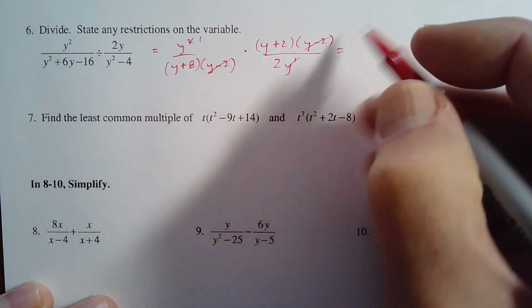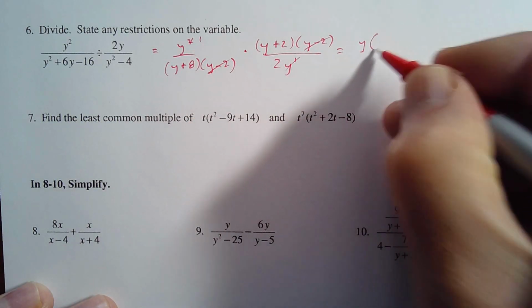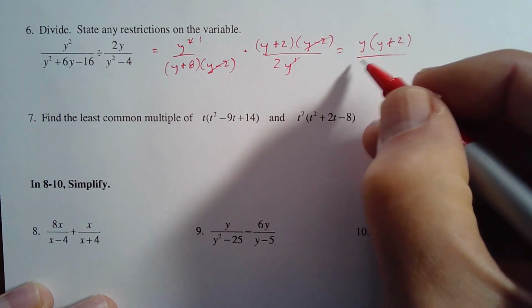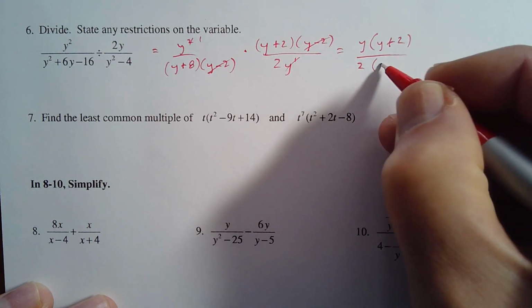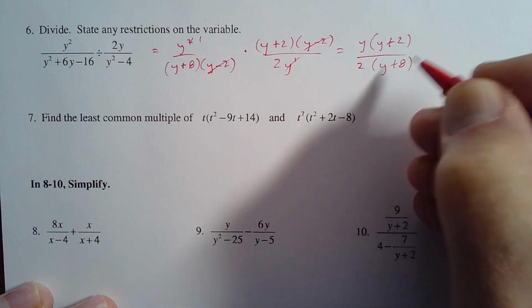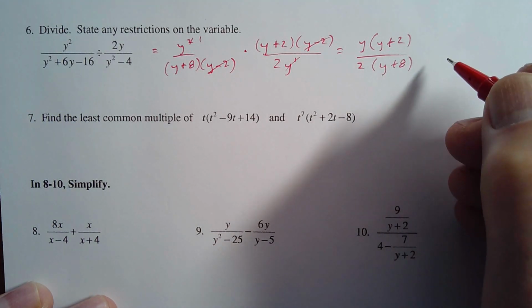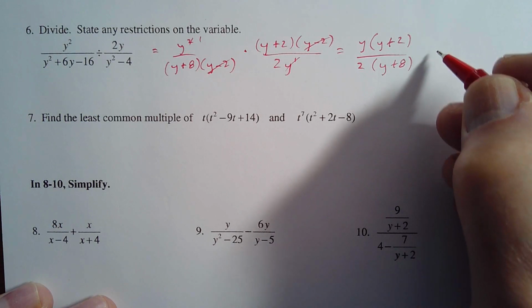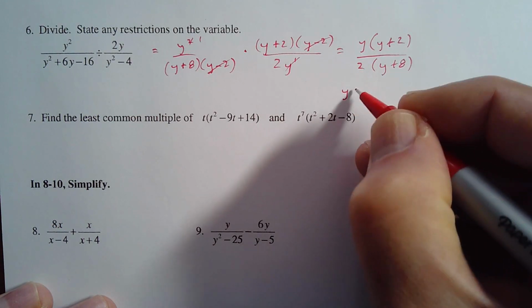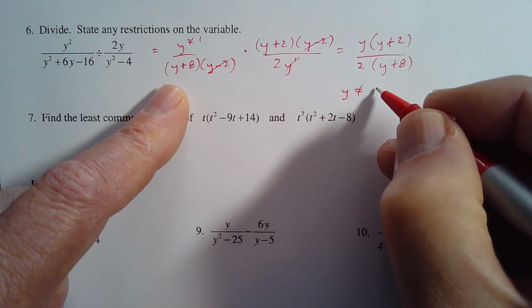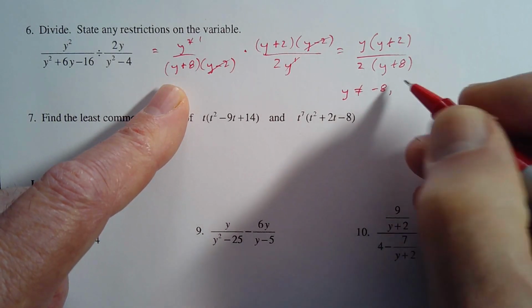So I've got a y on the top and a y plus 2. And then underneath I've got a 2 and a y plus 8. You could multiply those out, but it's probably better just to leave them like that. And then, of course, don't forget the restrictions. I'll put these underneath. So y can't equal, so it can't be a negative 8 or a positive 2.